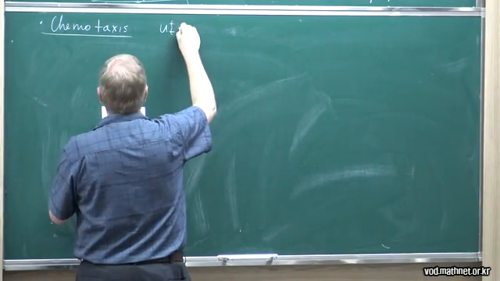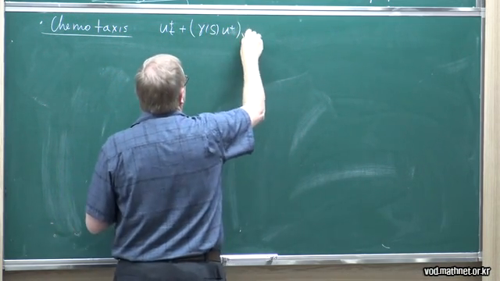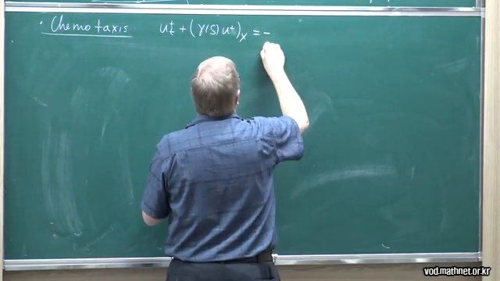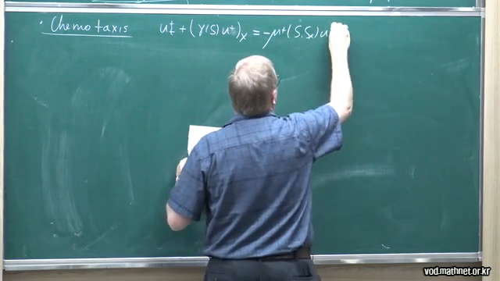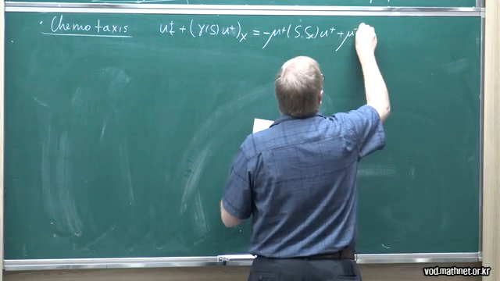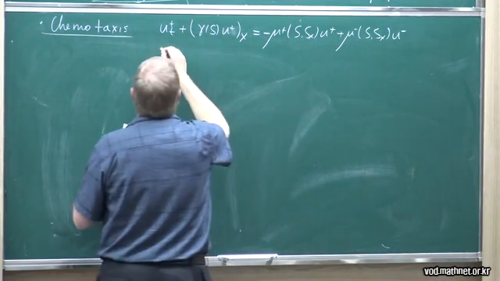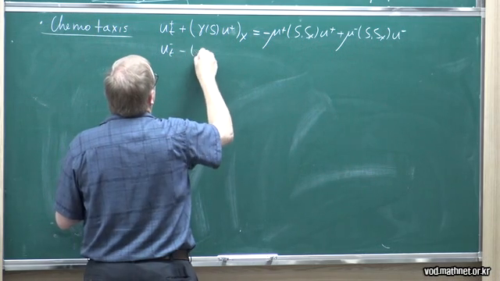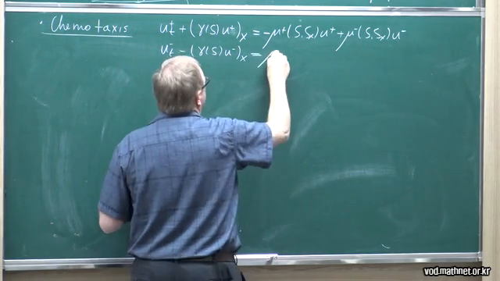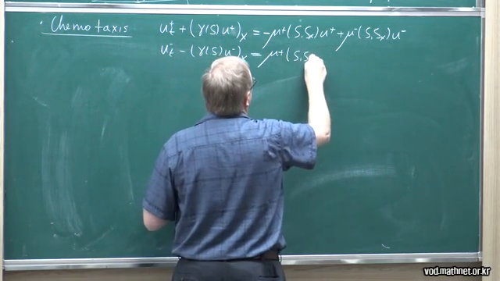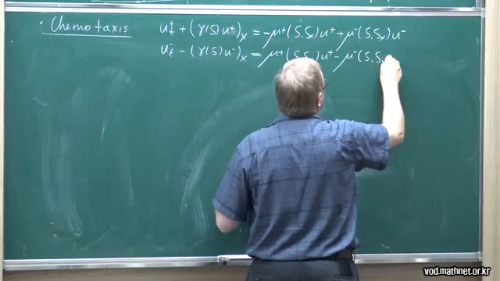u plus_t plus gamma(s) u plus_x equals minus mu plus(s, s_x) u plus plus mu minus(s, s_x) u minus, and u minus_t minus gamma(s) u minus_x is mu plus(s, s_x) u plus minus mu minus(s, s_x) u minus.